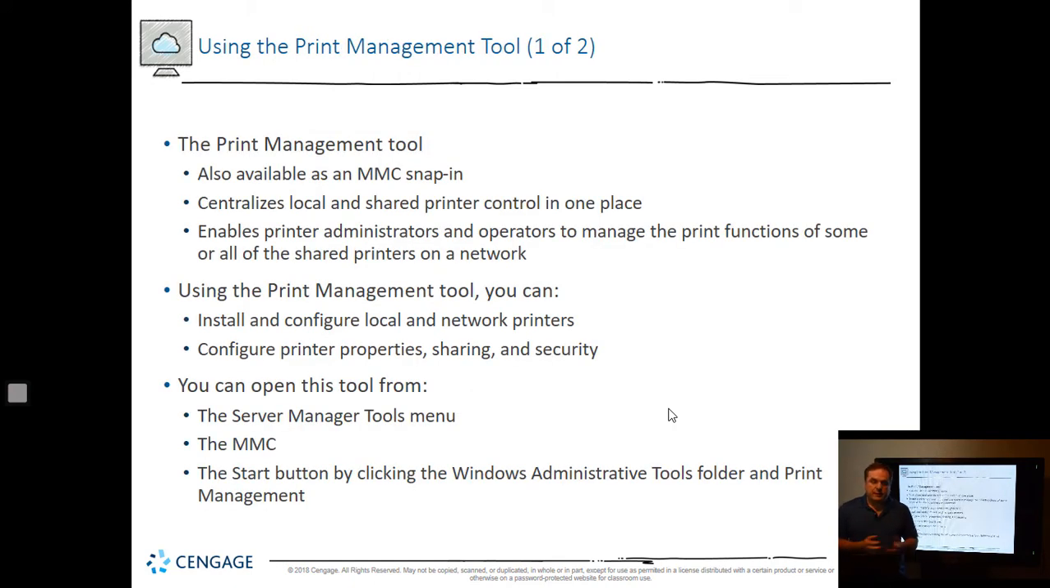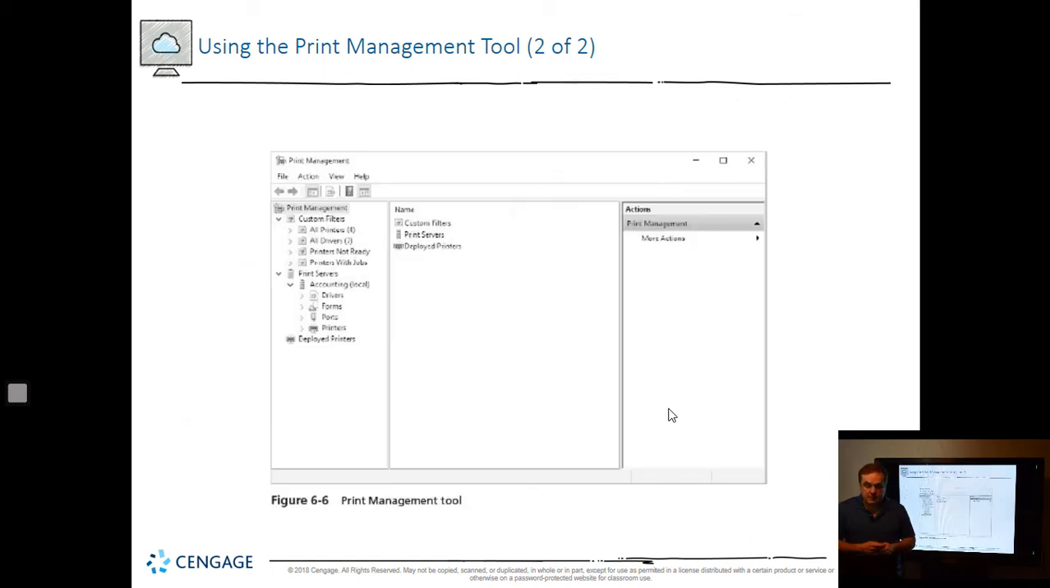So this print management tool that I was talking about earlier is available as an MMC snap-in. You could go to the Tools menu in Server Manager, lots of different ways to get there, and from there it centralizes your shared printer control all in one place. It enables printer administrators and operators to manage the print functions of some or all the shared printers. So it allows you to manage everything all in one, what they call pane of glass. And this allows you to save a lot of time when it comes to managing printers and pushing them out to clients. So here is what the print management tool looks like.